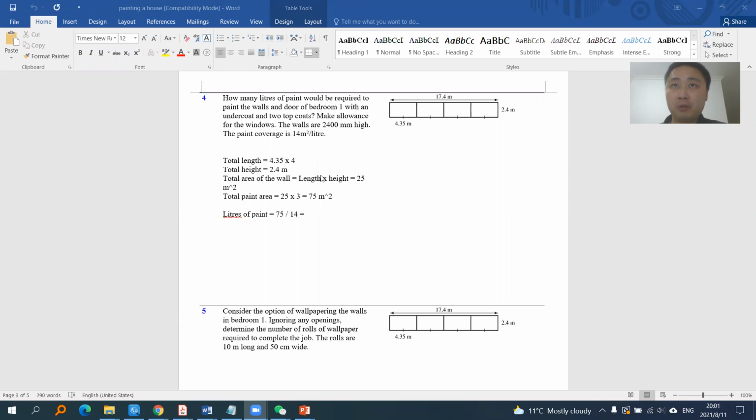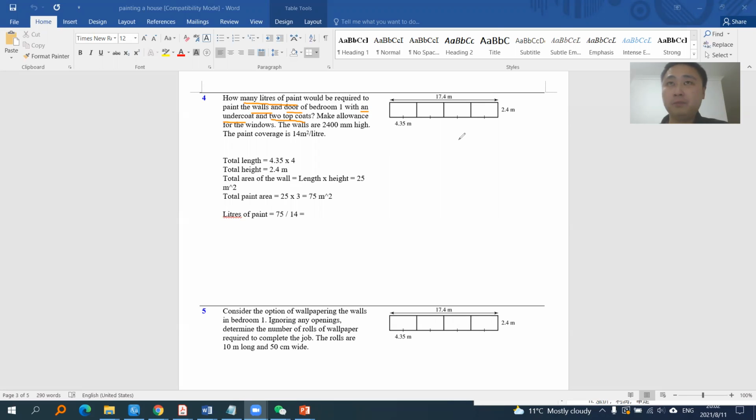So today I'm going to start from question 4. In this question, you are asked how many liters of paint would be required to paint the wall and doors of the bedroom 1. And you need to use 1 undercoat and 2 top coats, which means you paint the whole area 3 times in total. Like I said before, you can use your own measurement, or you can use my measurement.